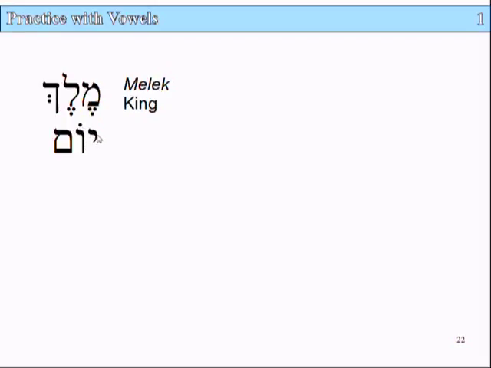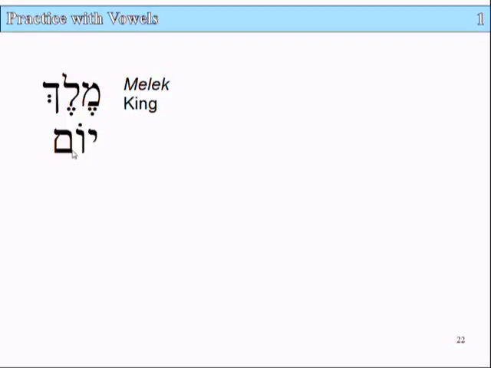So when you have the letter vav plus this dot at the top, it's called a holam vav. That little dot there is called a holam. This is a holam vav, and it means it has an O sound. So this is a yod with a Y sound, followed by an O sound. So this is yo.